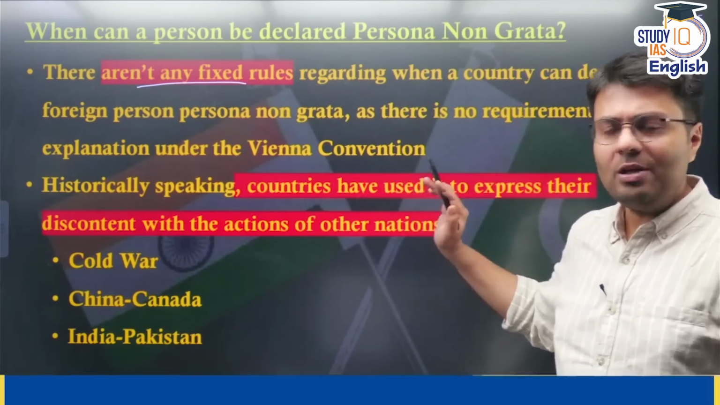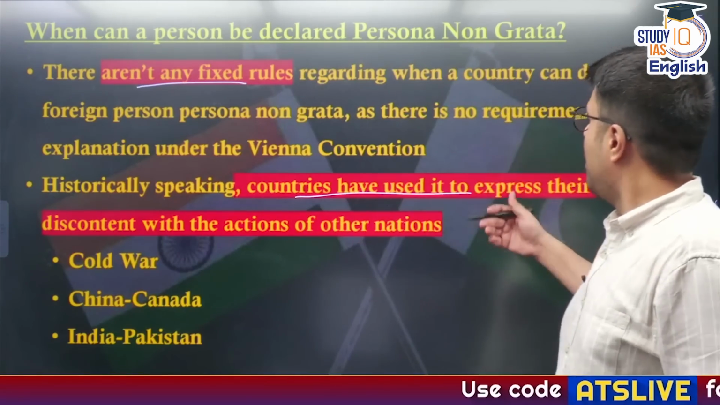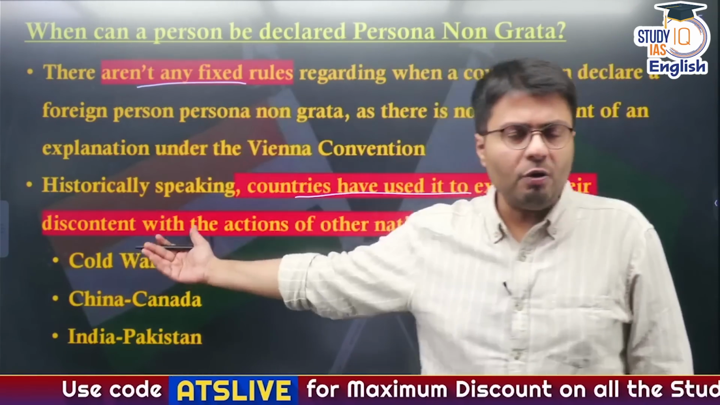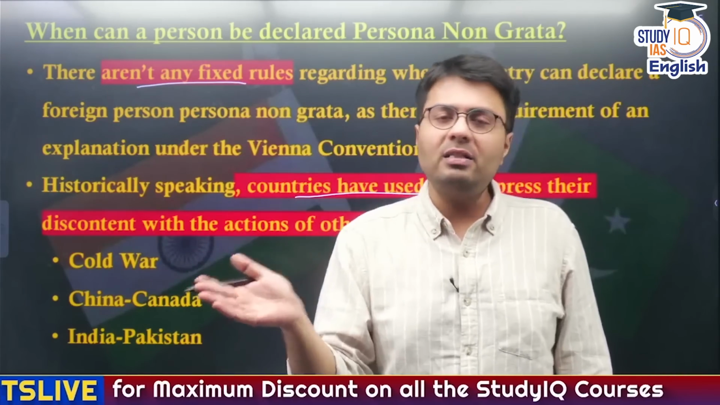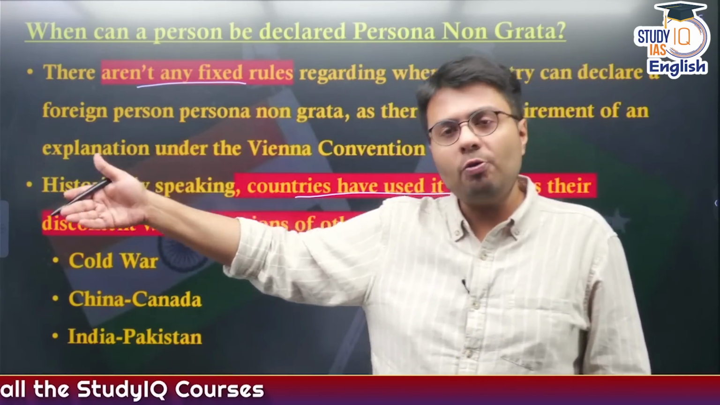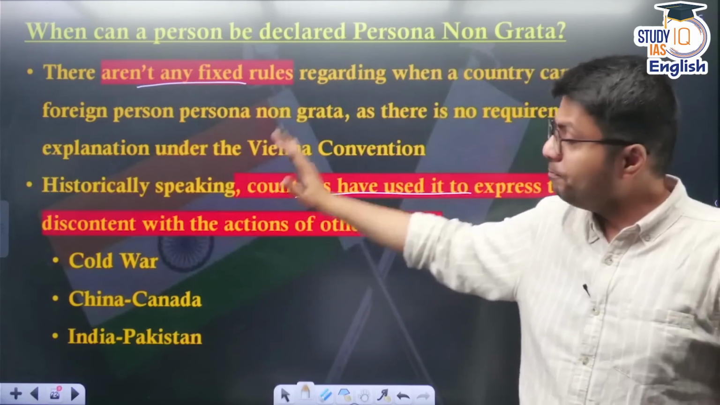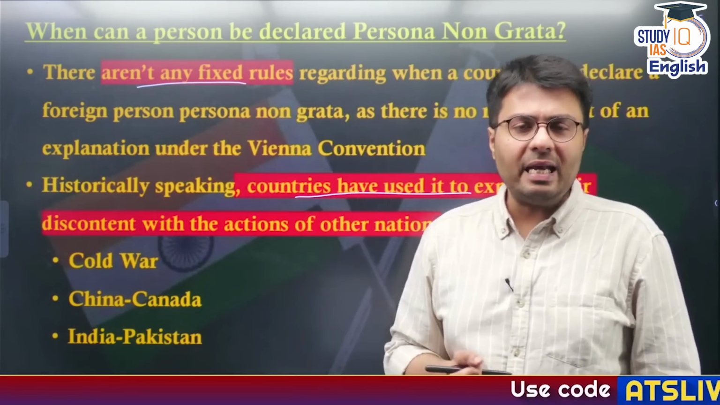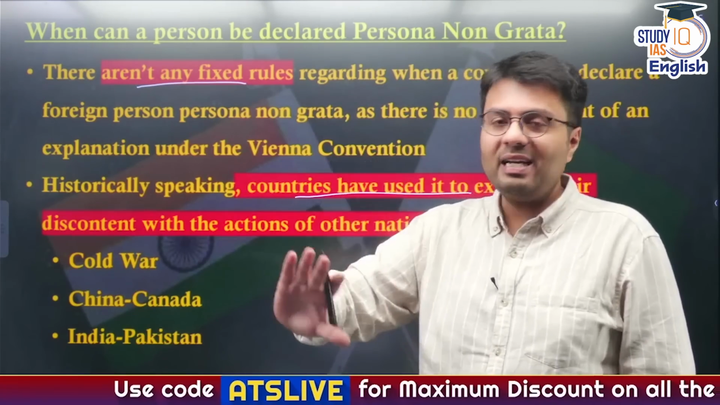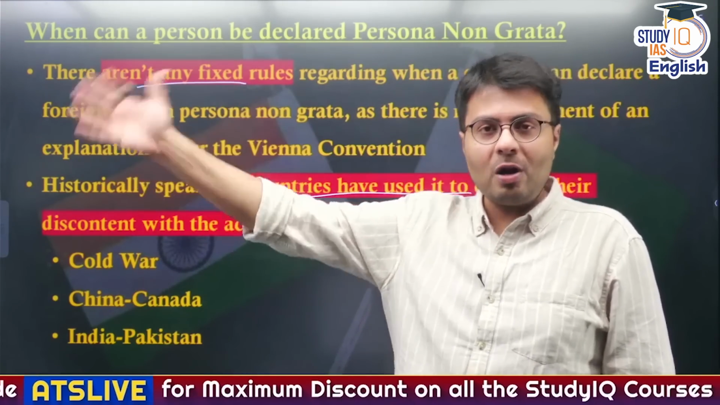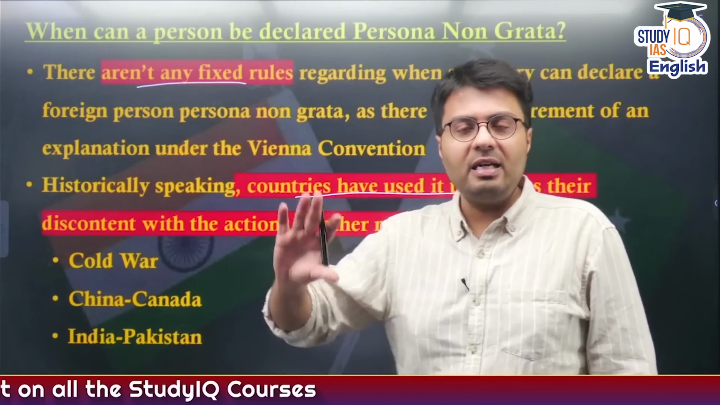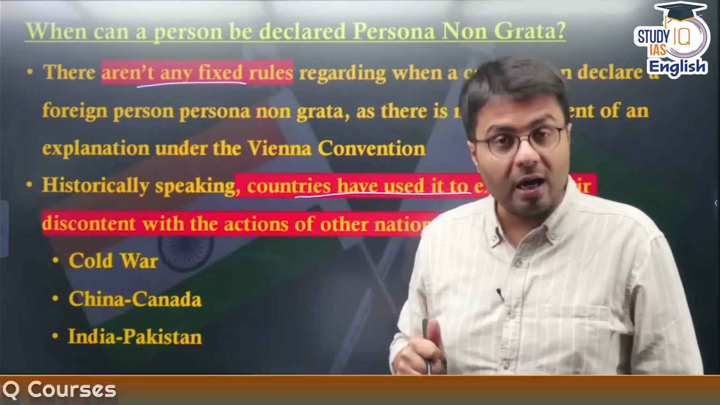And historically, you'll see that countries have used this provision to express their discontent with the actions of other nations. For example, during the Cold War, both Russia and the US were involved in expelling each other's diplomats from their own country by declaring them persona non grata. Similarly, in recent times, China and Canada were involved in a diplomatic spat where Canada first started by declaring a Chinese diplomat persona non grata and accused them of interfering in its own election. And similarly, China did the same with a Canadian diplomat posted in Shanghai.